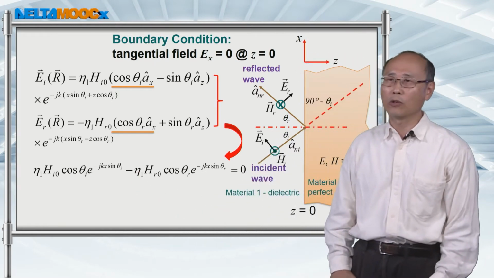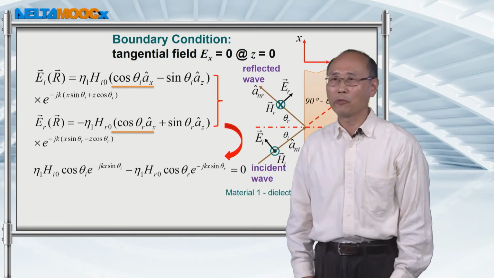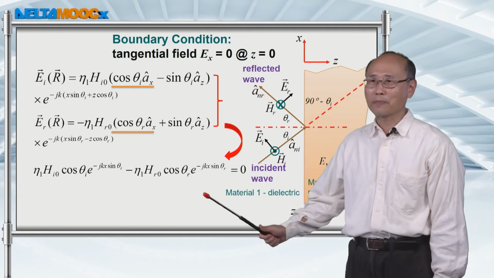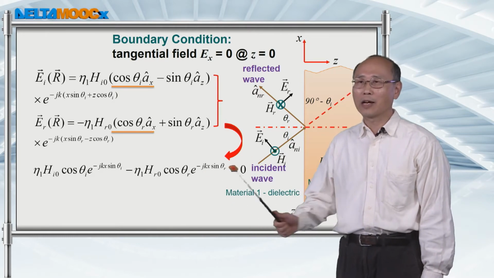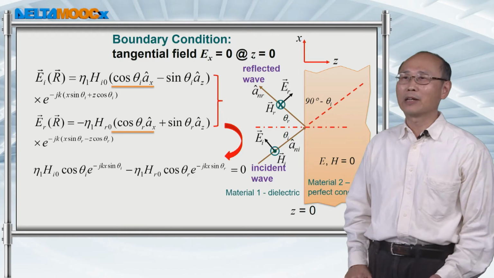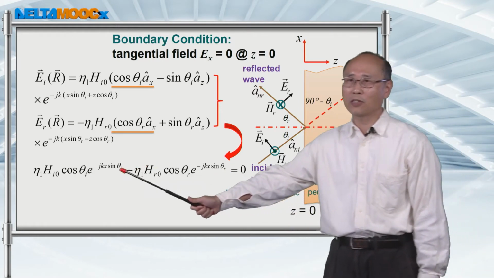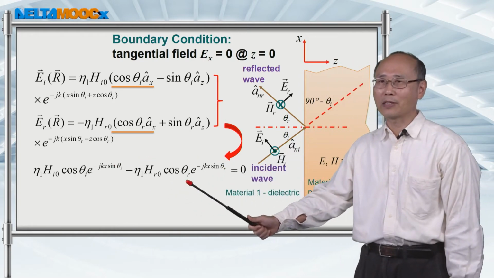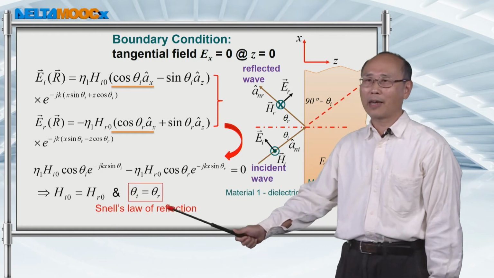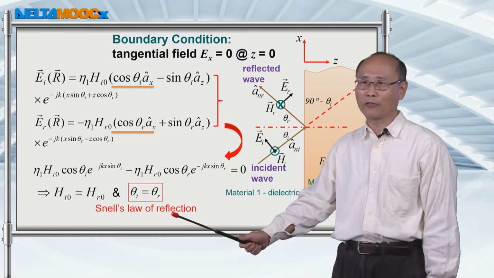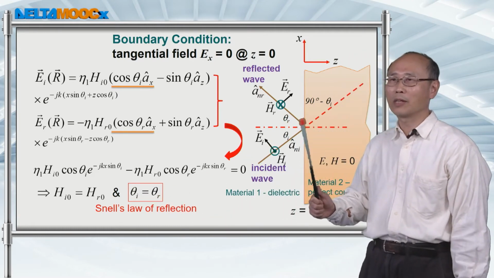Then we have to deduce the physics from this expression, because again, there is more than one unknown in this single expression. And again, I want to remind you that a wave must have a wavefront everywhere, every time. So at the boundary, the wavefront has to be continuous. So this phase term has to be the same in this expression. If we set the phase term to be the same, again we recover Snell's law of reflection, which tells you the incident angle is equal to the reflection angle.